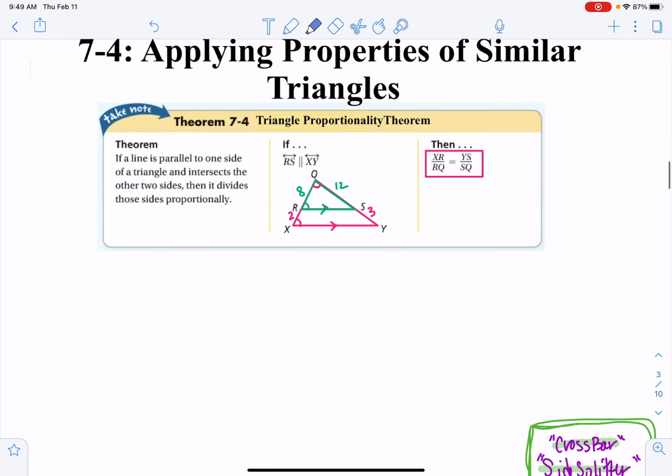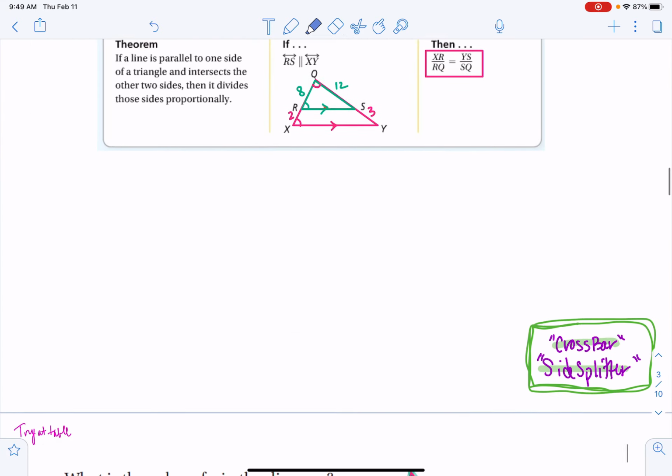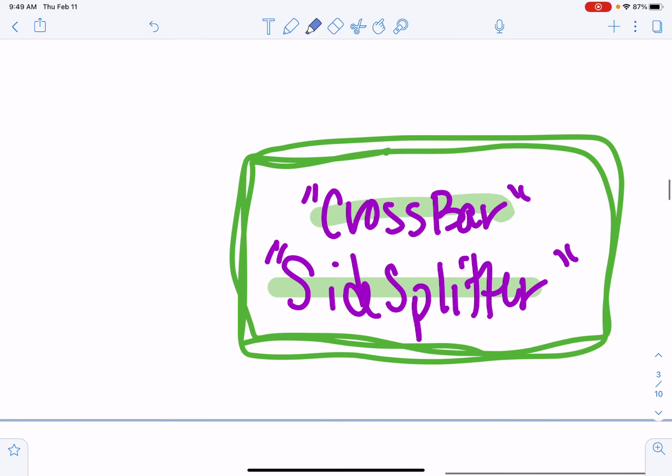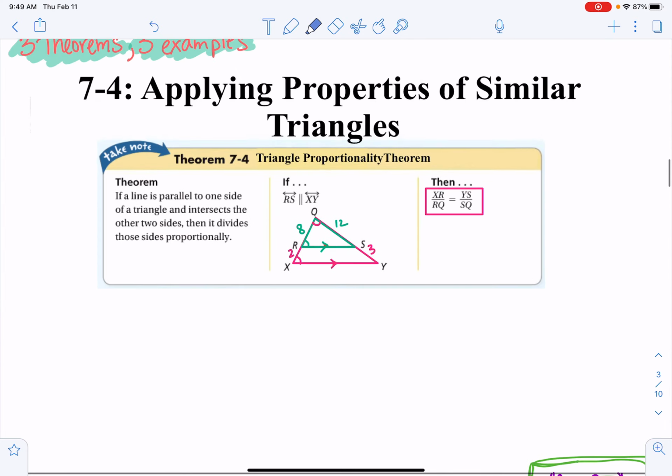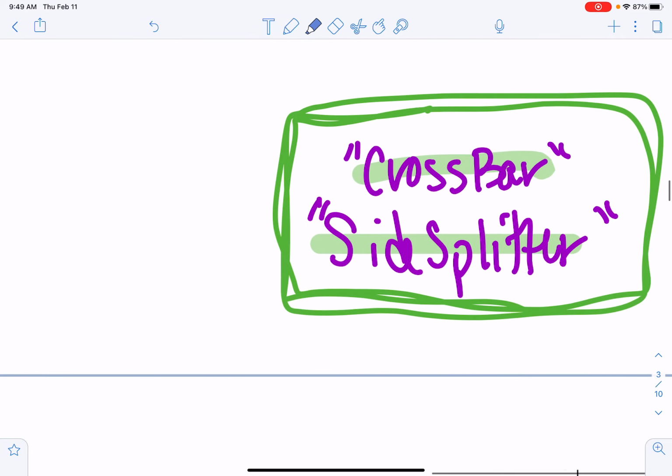So that is the first theorem. They call it triangle proportionality theorem. I read on the internet some people call it crossbar and some people call it side splitter. The technical name is triangle proportionality theorem though, but people recognize these as well.